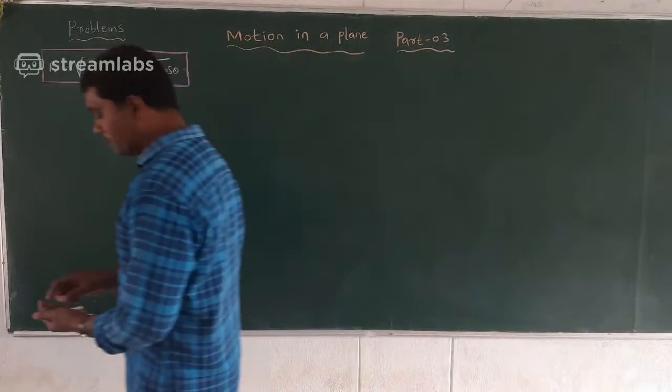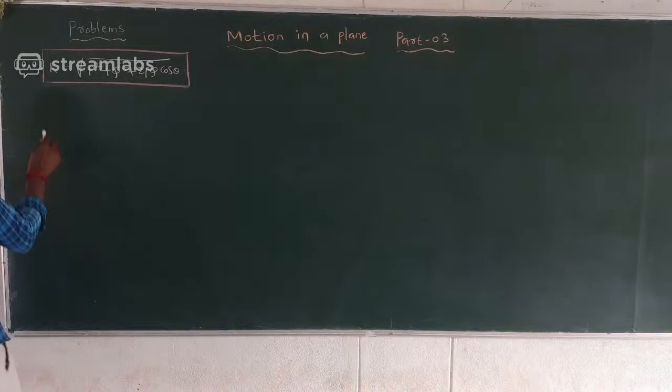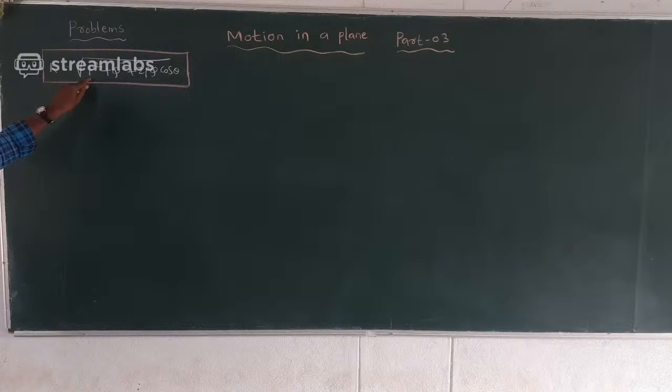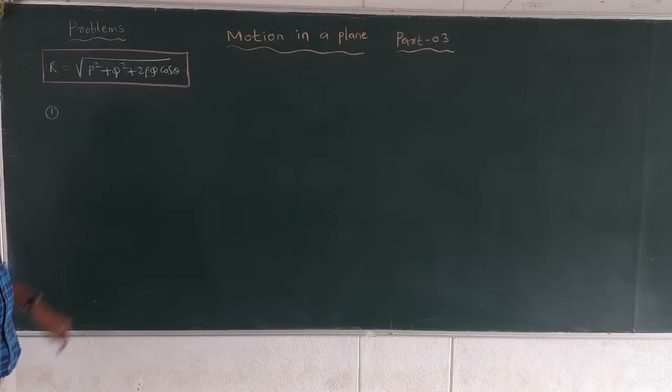So we can take the first problem. Before going to solve the problem, I say that R is the magnitude of the resultant of the vectors, P is a vector, Q is a vector, and theta is the angle between the P bar and Q bar. So theta is the angle between P vector and Q vector.